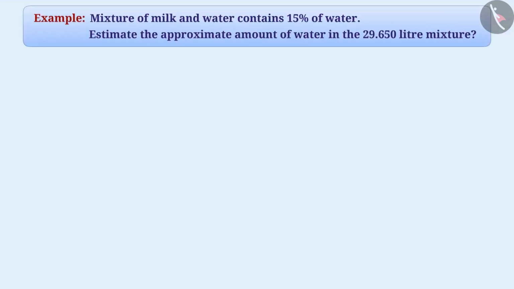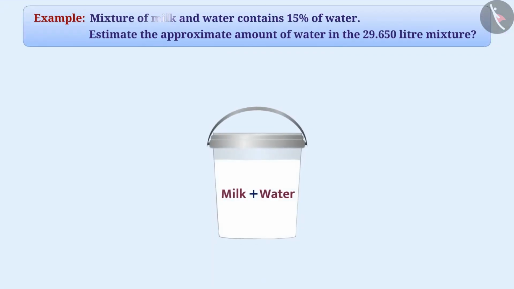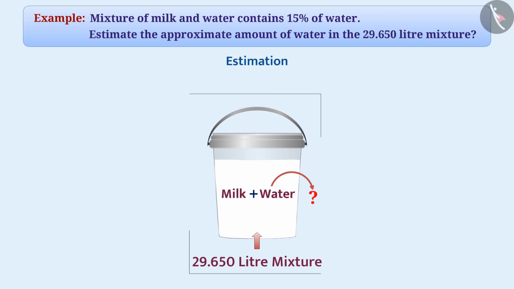Next example. A mixture of milk and water contains 15% of water. Estimate the approximate amount of water in the 29.650 liter mixture. Here, by estimation, we can solve this question in less time. First, let's understand the question. A mixture of milk and water contains 15% of water.